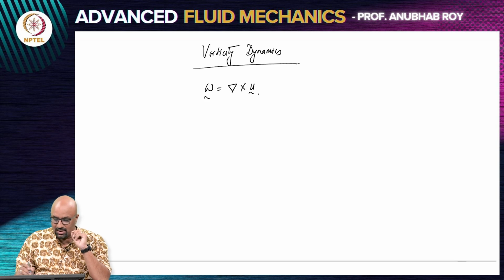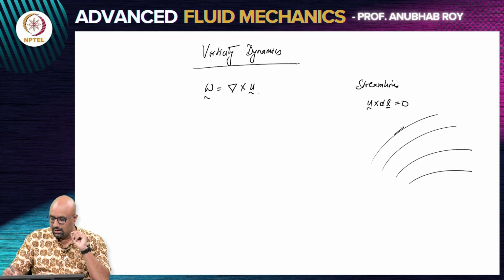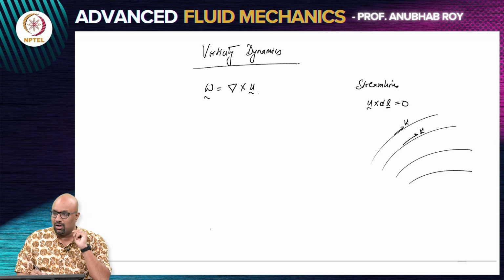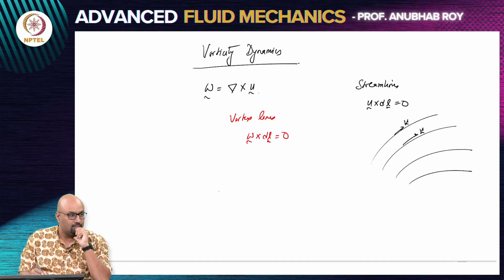Now, just like you can define streamlines, which are lines such that at every point the tangent gives you the velocity vector or the velocity field at that location, you can also similarly define vortex lines, which would be defined in this manner. So, when you had to compute streamlines, you solved an equation based out of this.